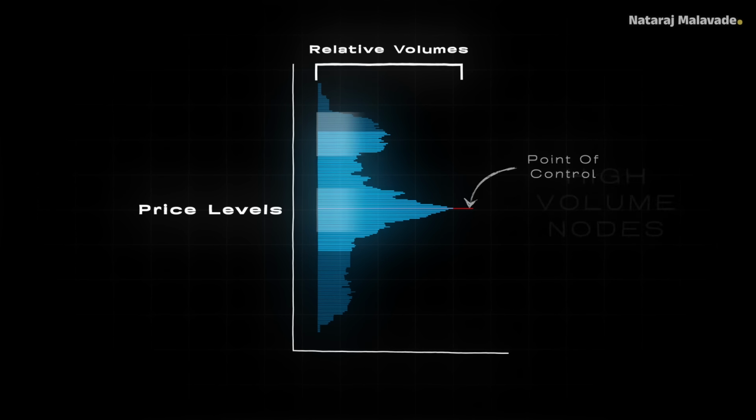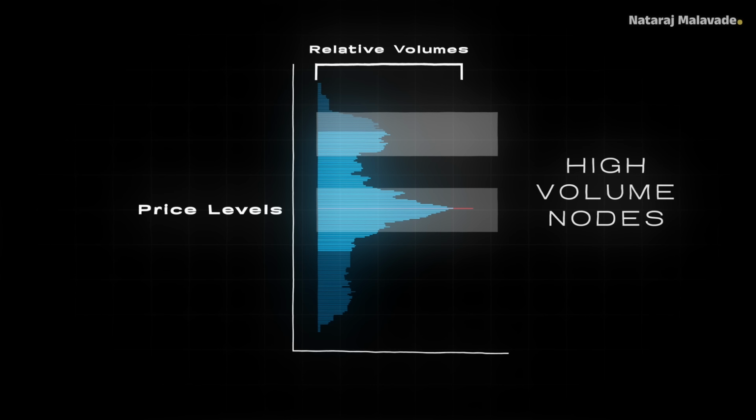And then we have high volume nodes. As the name implies, these are the areas with significantly higher trading volume compared to the surrounding levels. In most cases, HVNs act like magnets. So basically, they attract the prices. HVNs try to keep the price between them due to the high trading activity.